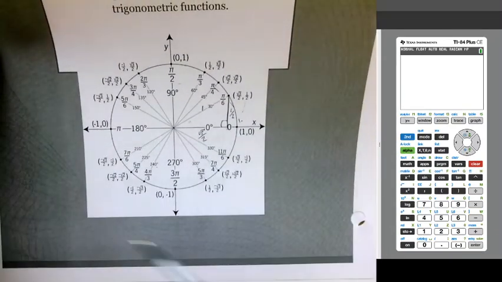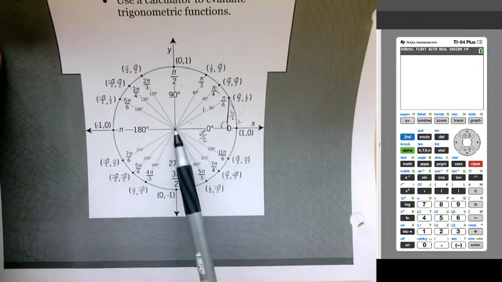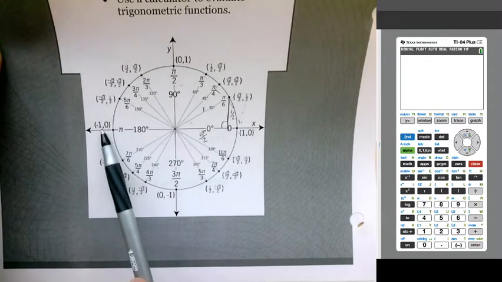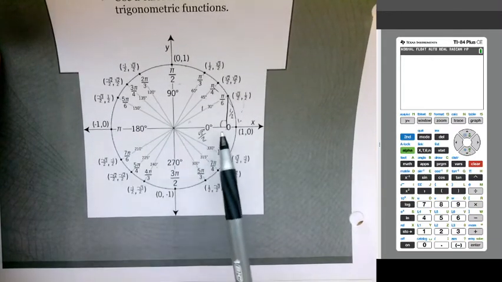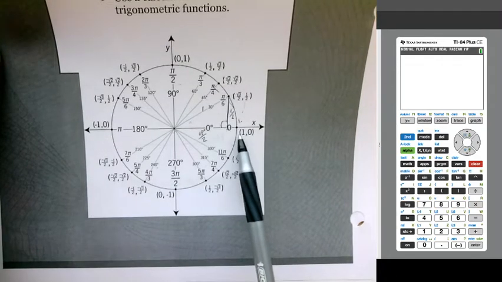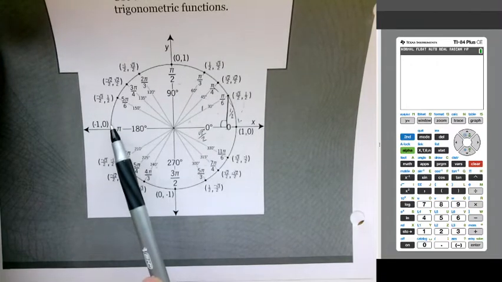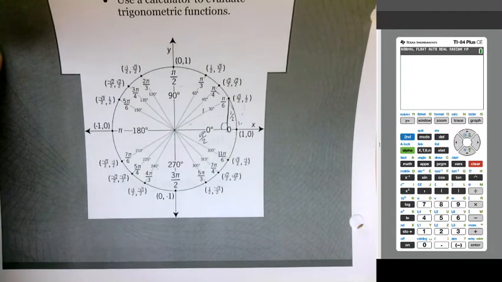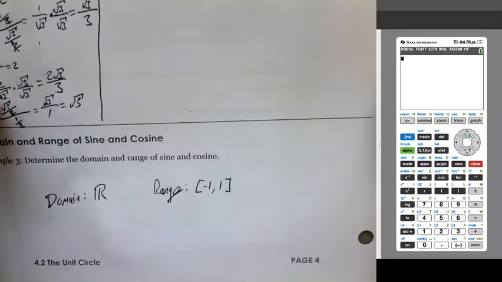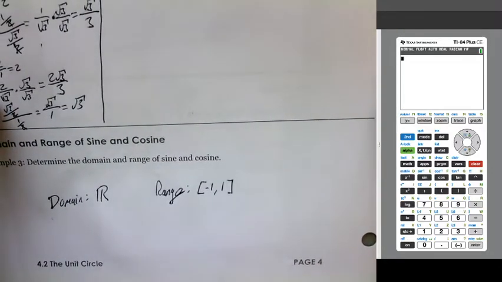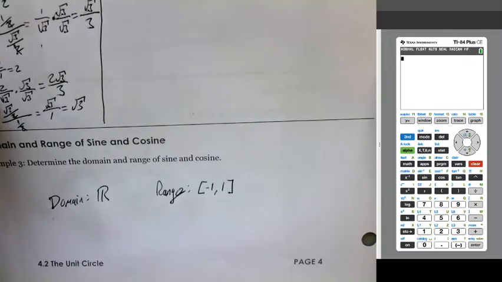Now for cosine, it's very similar. The cosine outputs, though, are the x-coordinates, so we've got to look left and right now. But notice the farthest left we can go for our x-coordinates is negative 1, and the farthest right we can go is positive 1. And if we go around the circle, we can get all the x-coordinates in between negative 1 and 1 as well. So the range for cosine also happens to be negative 1 to 1. So cosine and sine actually have the same domain and range. The domain for each of them is all real numbers, and the range for each of them is from negative 1 to 1, including negative 1 and 1.